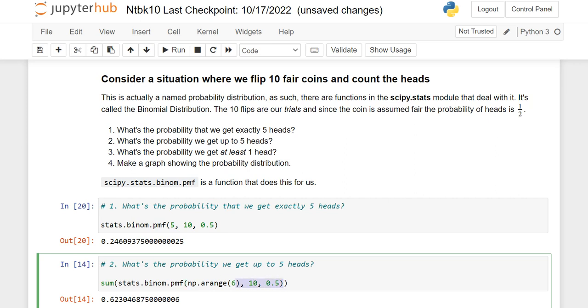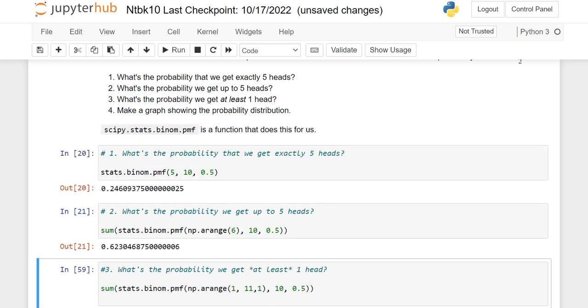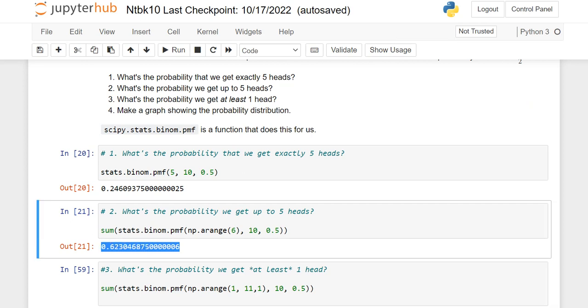Now look, this outer function is a sum. So it's going to calculate those 6 probabilities and then add them up. And what do we get? We get the probability of getting at most 5 heads is about 62.3%.